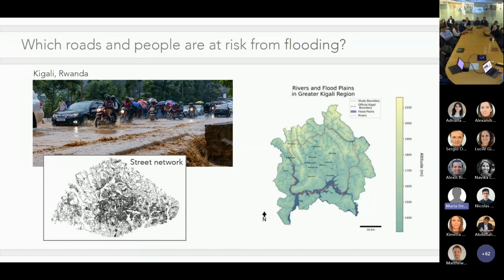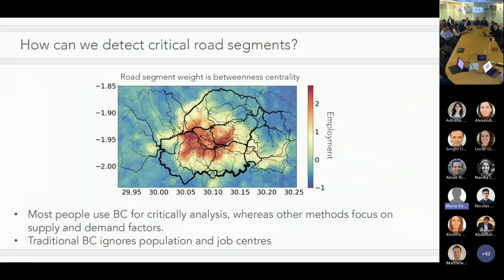One of the test cases that we've begun to look at is Kigali, Rwanda. And we want to know, how can we detect these critical road segments? Much previous work has relied on network analysis and betweenness centrality to identify important roads. Effectively, a road with high betweenness centrality is one which is traveled on many times if you look at all the paths from any A to any B in the network. So it's road segments that are transited very heavily when you compute shortest paths between any A and B.